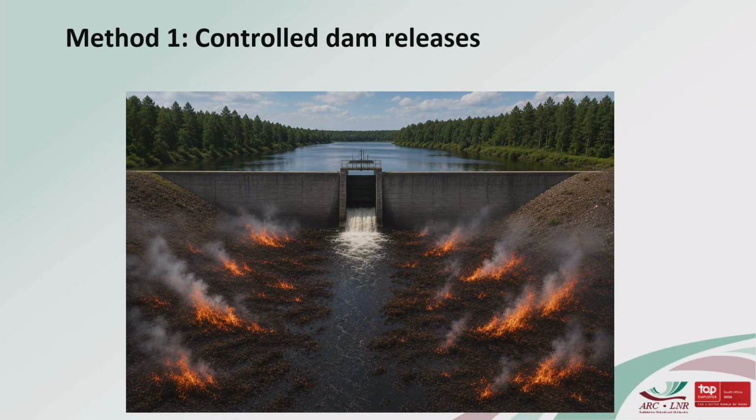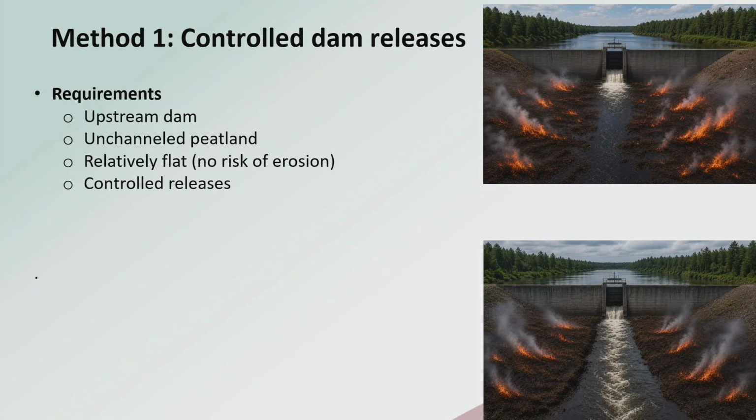This is the illustrated picture of the first one, where controlled dam releases would help to extinguish the peat fire. It does require, obviously, an upstream dam. The peatland needs to be unchanneled. As you can see, the top right is not unchanneled, but the bottom right is. The water would simply flow away. It must be relatively flat, so there's no risk of erosion, and the dam must be able to slowly control the release of water so you don't flush all the peat away.